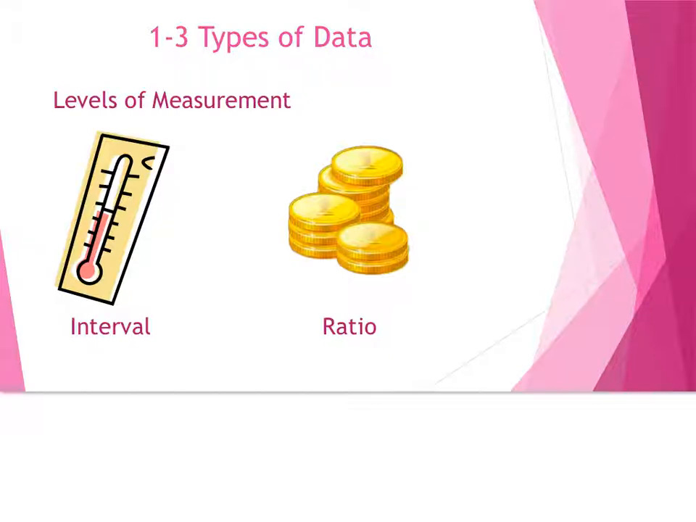If I ask you how many children do you have, and you say 0, that means you have no children that you know of. Interval, 0 is just a point on a scale. 0 doesn't mean none. There's a lot fewer of those instances than there are ratio. Most things are ratio. But the example that I have pictured there is temperature.